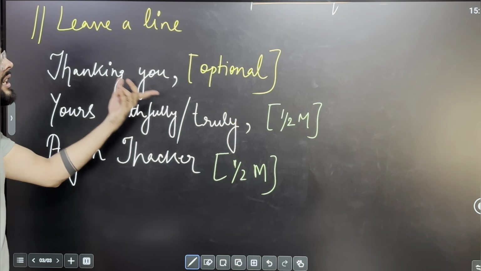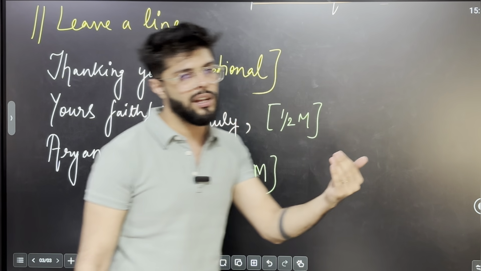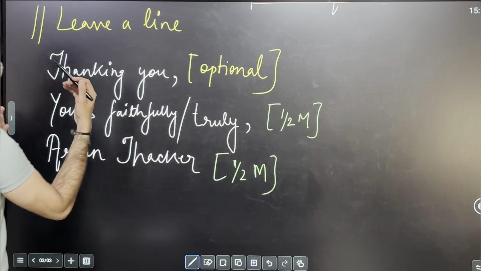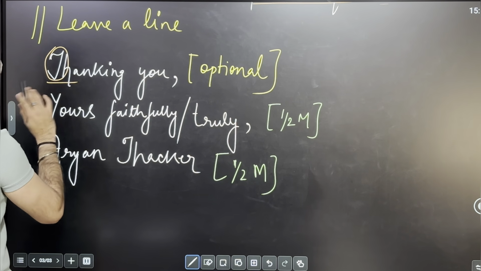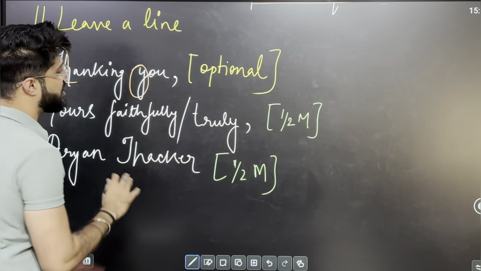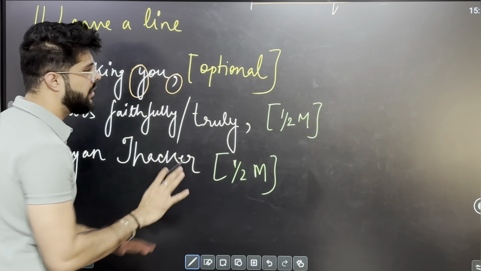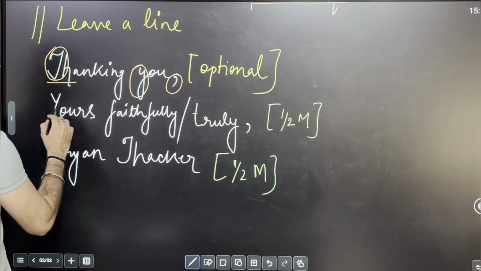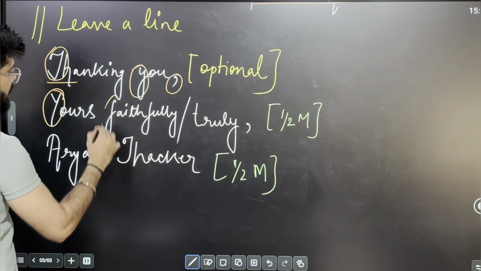Now writing thanking you is optional. You may write it or you can skip it. But if you are writing thanking you, ensure that your T has to be capital and your Y ka U has to be in the small letter followed by a comma. Okay? And then comes your subscription, where you have to write yours faithfully.